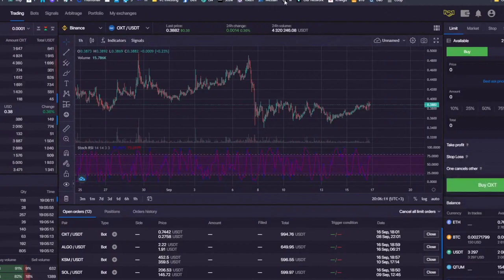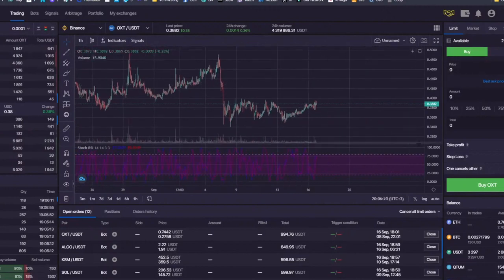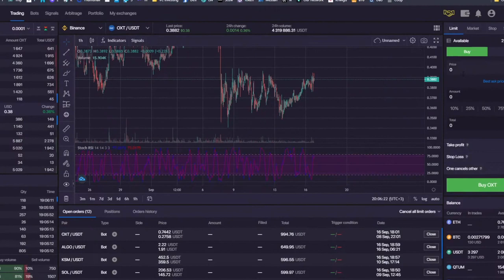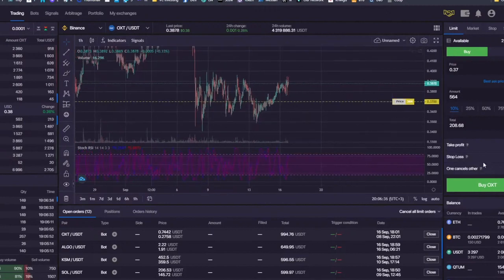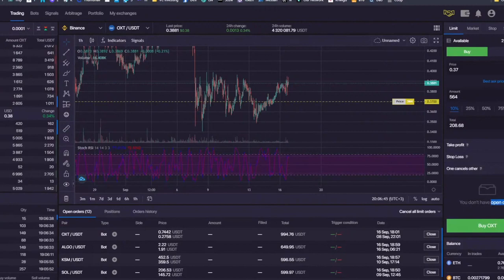So for example, let's say I set a limit buy order. Let's say I want to buy OXT at the price of 0.37, and let's say I want to buy 10% of my entire balance, available balance to be precise. You would notice that you can now optimize the OCO order, but for that you need to have some open orders to play with, because the condition is that it's going to be linked with another order.